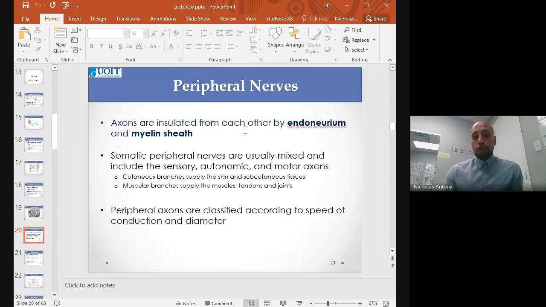Okay, so as you can see in the slides, that's what I just said, that the endoneurium is in between the individual axons. Remember again, peripheral nerves are mixed, so they have sensory, motor, and autonomic branches inside. Now, peripheral axons are going to be classified based on speed. Remember we talked about 1A versus 1B, 2, and then gamma. The speed of the neuron is going to be based on its thickness as well as the myelination.